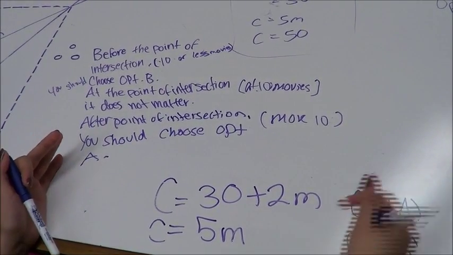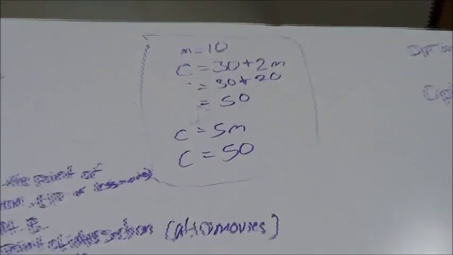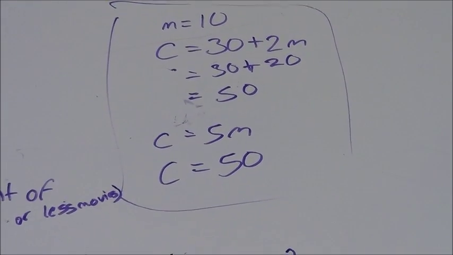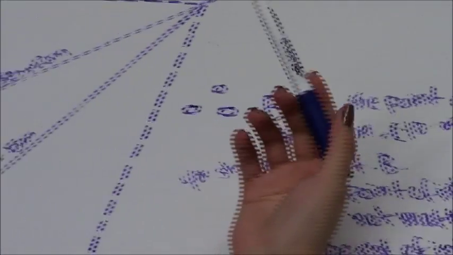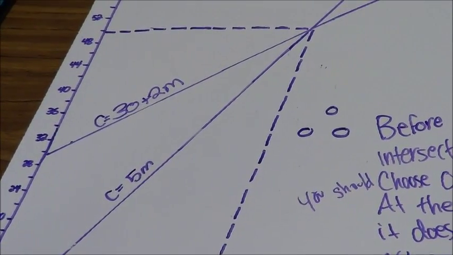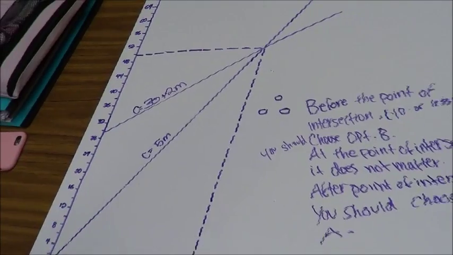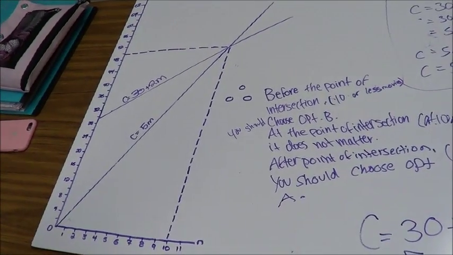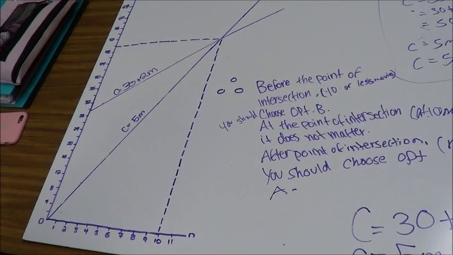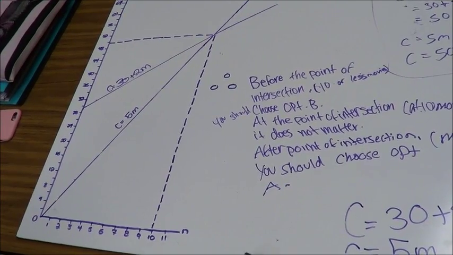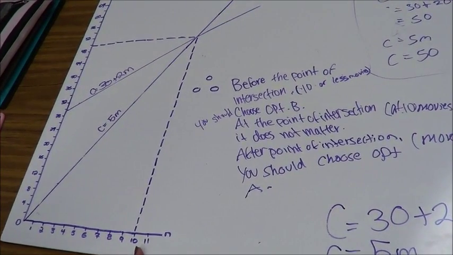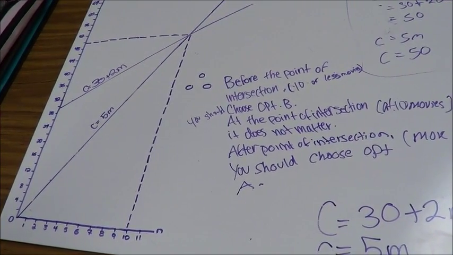After we graphed option A because we had the equation to it, afterwards we checked our answers to see where they would intersect, and then we graphed that also here, and we wrote out an explanation saying before the point of intersection, or before 10 movies, it would be cheaper to go with option B. At the point of intersection it wouldn't matter, and then after 10 movies you would go with the other one because it's cheaper.